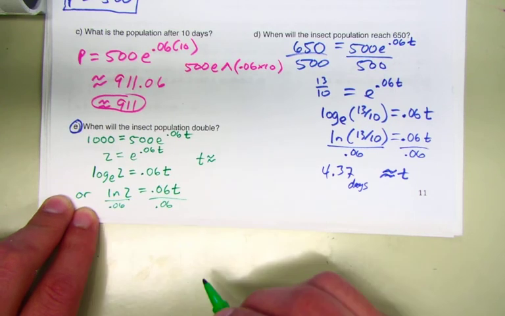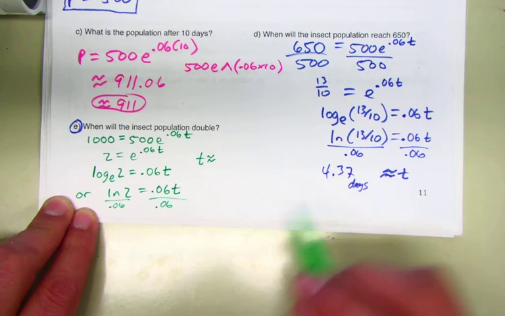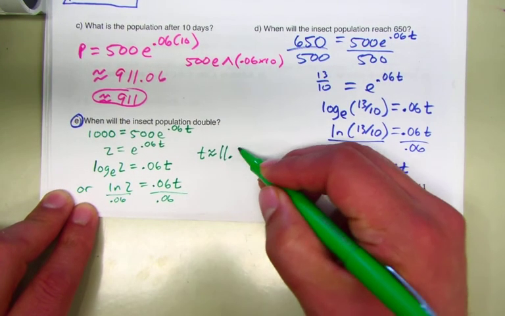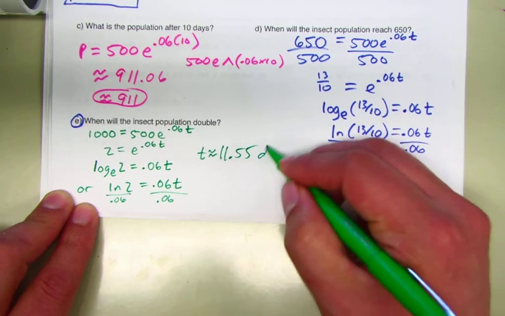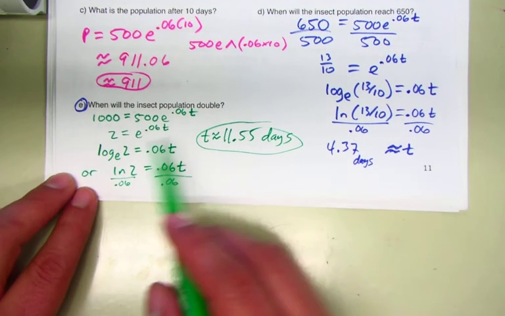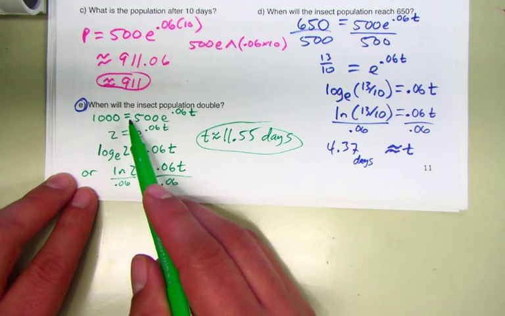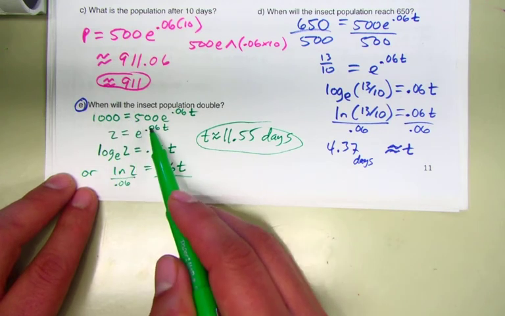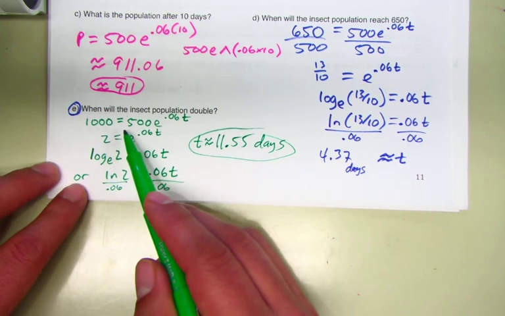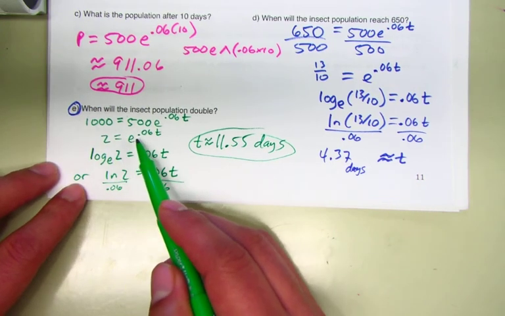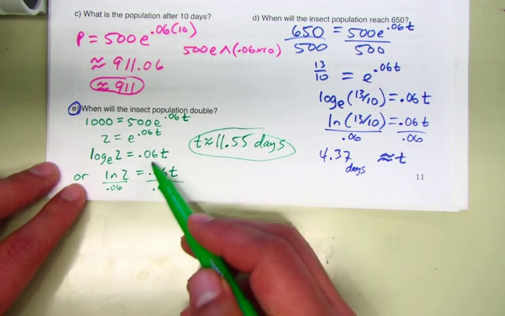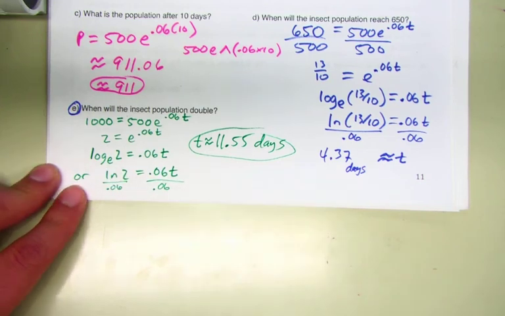What did you guys get? 11.55? Yep. Okay. That's what I'm getting. Here are the steps in case you forgot. 1,000 equals 500 e to the 0.06t, because we want to end with double, so that's got to be 1,000 now. Divide by 500 first, so now it's 2 equals e to the 0.06t. Switch it to log form, so it's natural log of 2 equals 0.06t, and then just divide. Okay? Any questions on that?